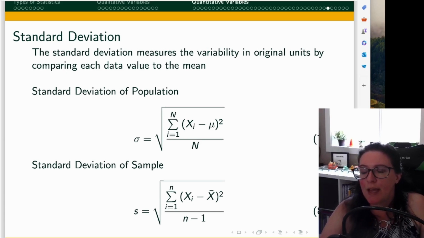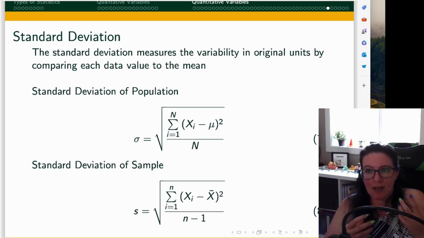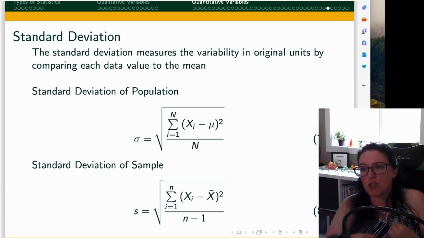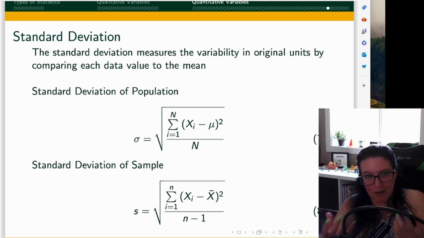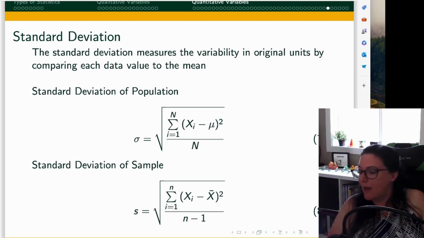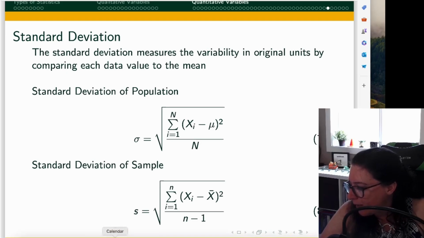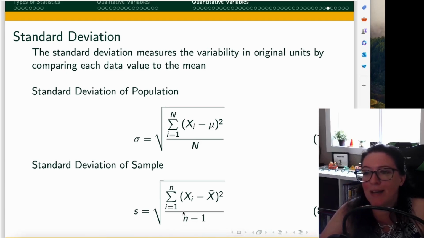So standard deviation measures the variability by comparing each data point to the mean. Whether we're analyzing the standard deviation of the population, where we divide by the population size, big N, or the standard deviation of the sample, where we divide by little n, the sample size, we then adjust that sample size. We call this degrees of freedom. See how there's this n minus 1?